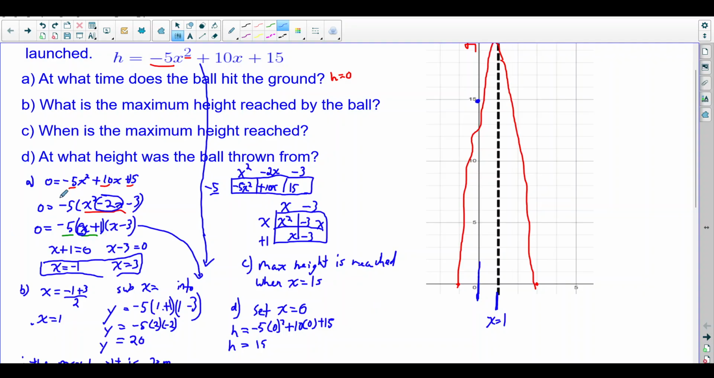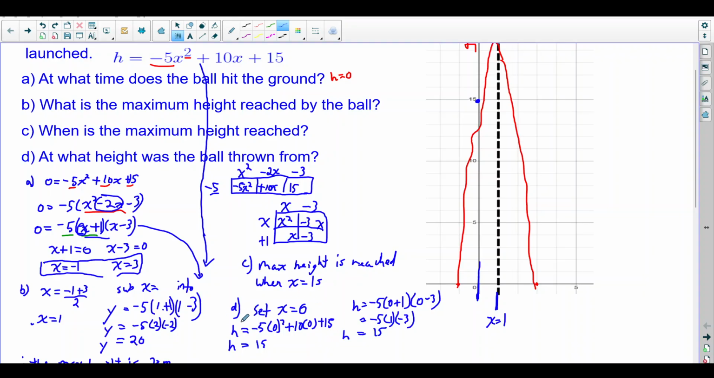Factored form way back over here. So we would just say that h is equal to -5 times 0 plus 1 times 0 minus 3. Hopefully we get the same answer here. 0 plus 1 is 1. 0 minus 3 is -3. And then -5 times 1 is -5, times -3 gives us 15. So either way works there.